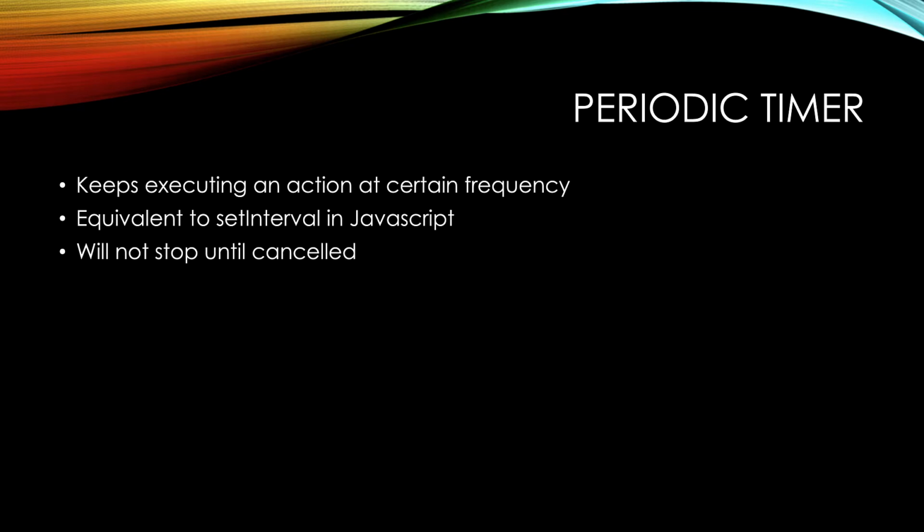A periodic timer is the one that keeps executing an action continuously at a certain frequency. Think of it as a clock. A clock keeps ticking without stopping after every 1 second. That is a classic example of a periodic timer. So a periodic timer will keep going.